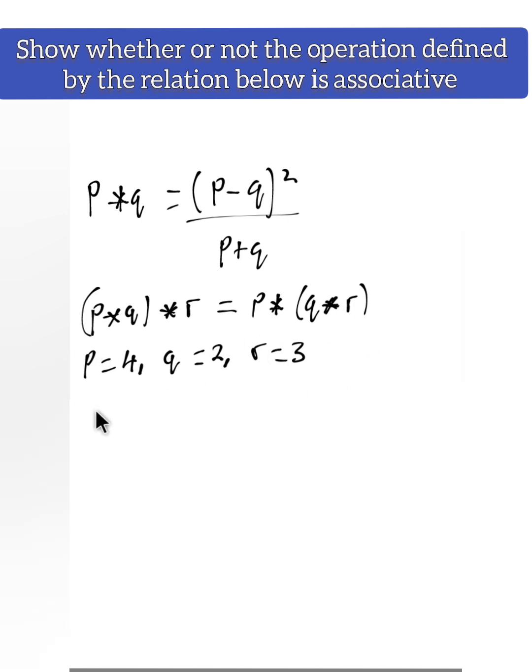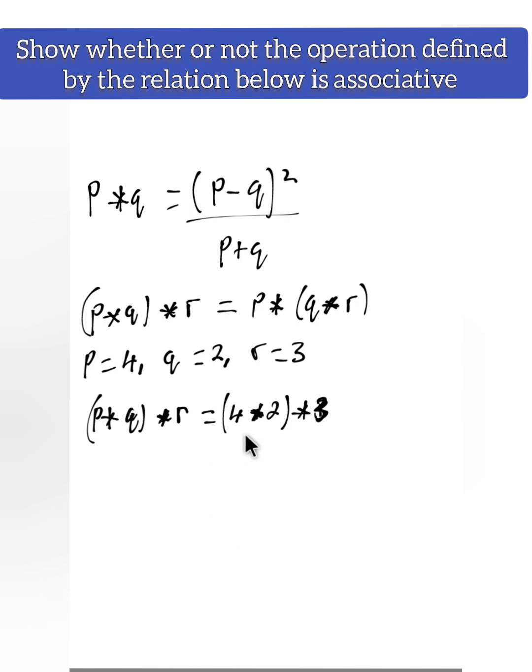So for the first part, (P operation Q) operation R. So P is 4, operation, Q is 2, into operation R, and R is 3.